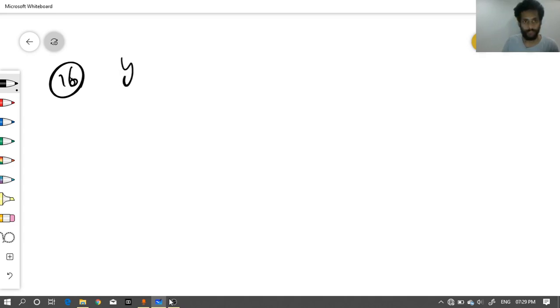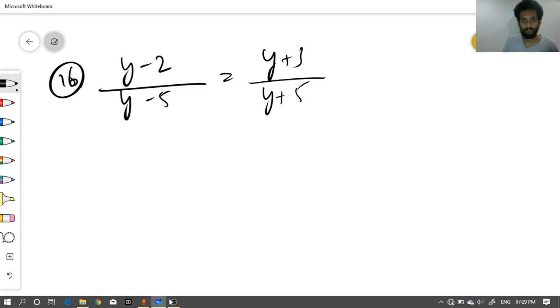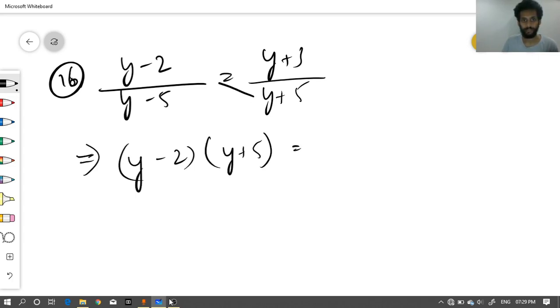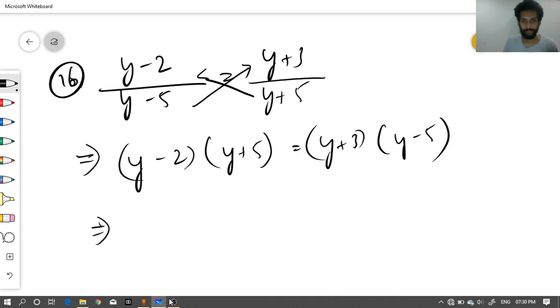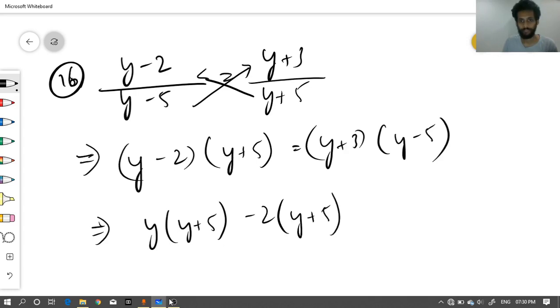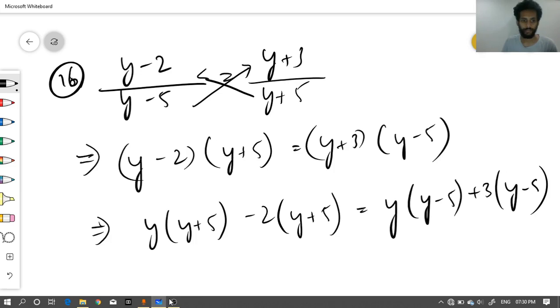So 16 is (y minus 2)(y minus 5) is equal to (y plus 3)(y plus 5). So this will be, y will be going to that side, y minus 2, here y plus 5, y plus 3, y minus 5. So now here it will be y plus 5 minus 2 (y plus 5). Here it will be y minus 5 plus 3 (y minus 5).